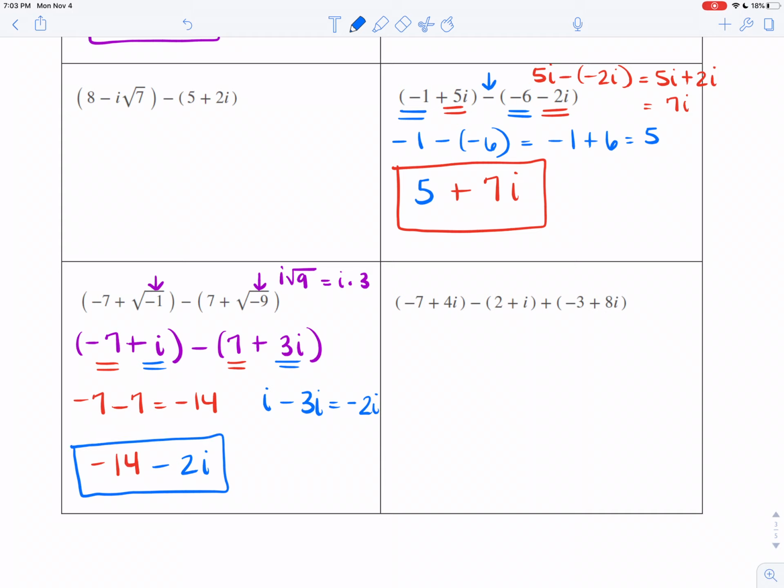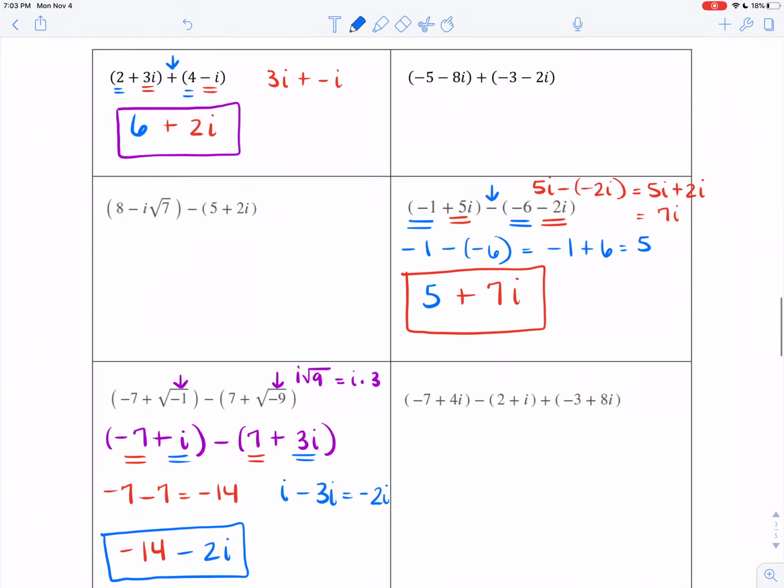All right, now it works the same for 3 complex numbers. If you have that, again, just work with the real parts, work with the imaginary parts, just like you do when you're combining like terms. So again, I'll post the other 3 for you when I post the notes.